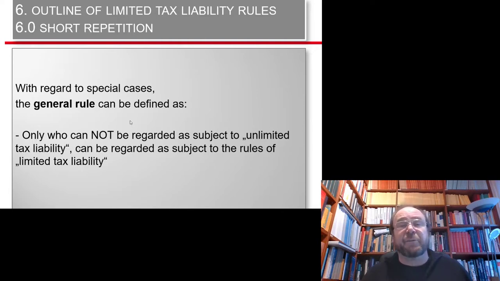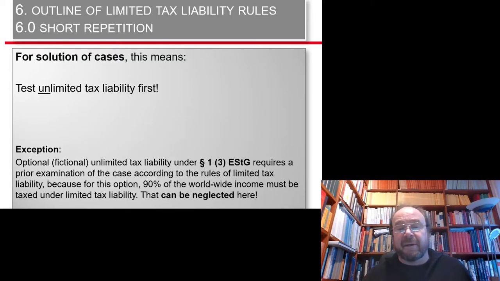You just say, which is absolutely true, that the case has to be tested according to the rules of limited tax liability, and this is definitively true if there is no unlimited tax liability given. Okay, so always test unlimited tax liability first and then move on to the limited one. There is, by the way, one strange exception.